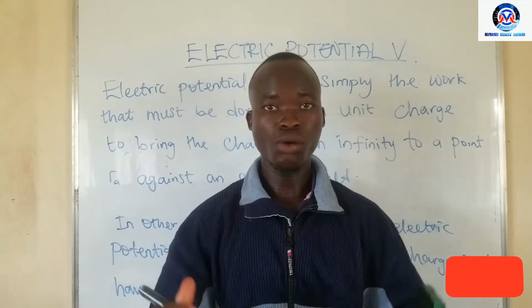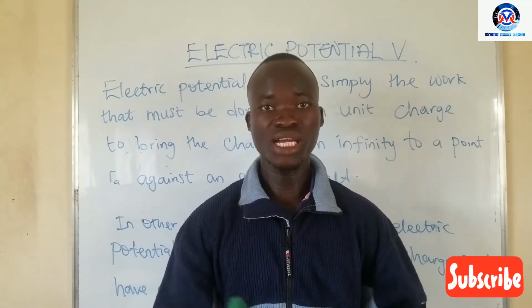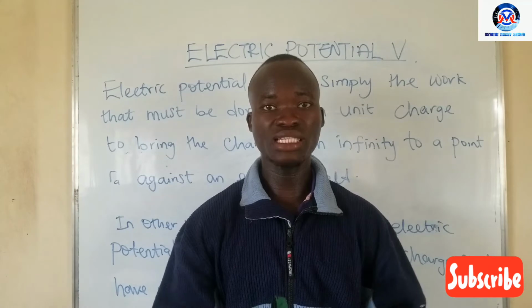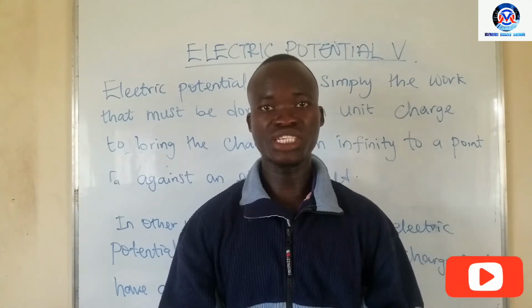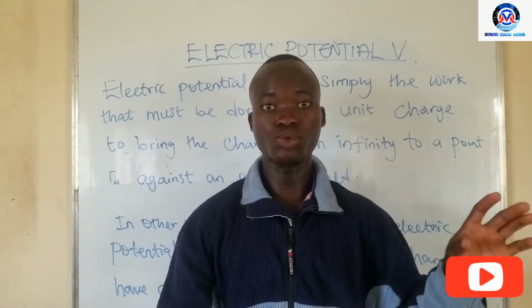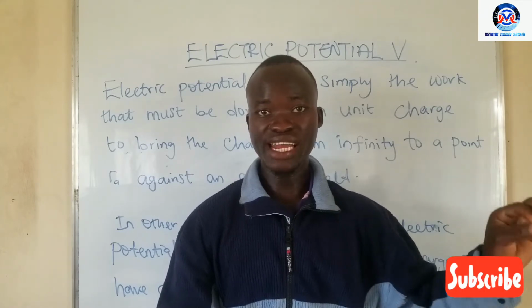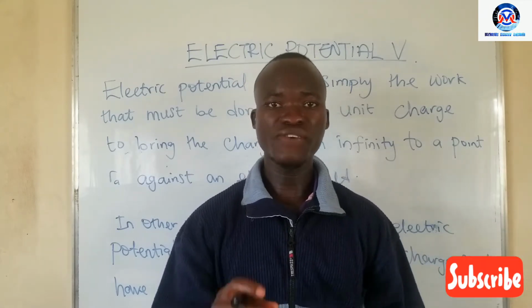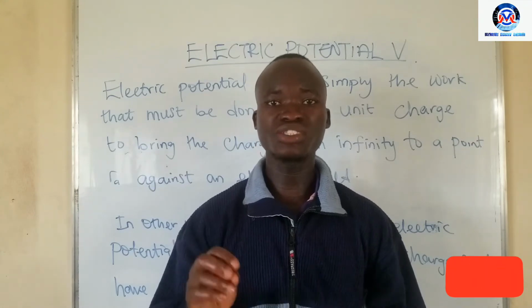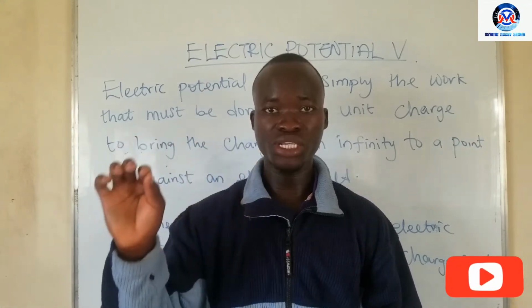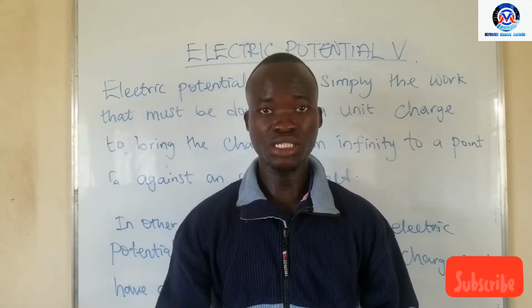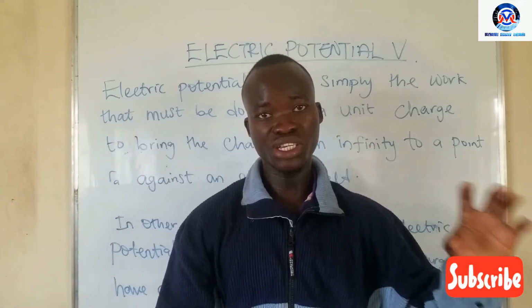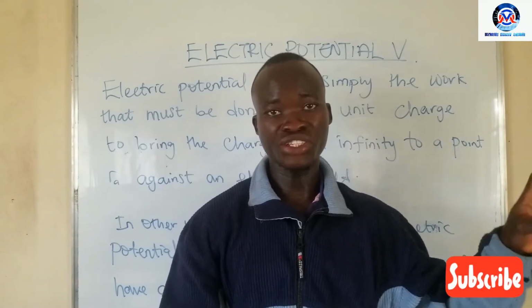So now, comparing these two definitions, we can see that the two definitions are quite similar, but here is the difference. For electric potential energy, it is the energy that is possessed by the charge, that is the energy of a charge. But when we talk of electric potential, we calculate electric potential at different points in space. We calculate electric potential at points in space, while we calculate electric potential energy of a charge.